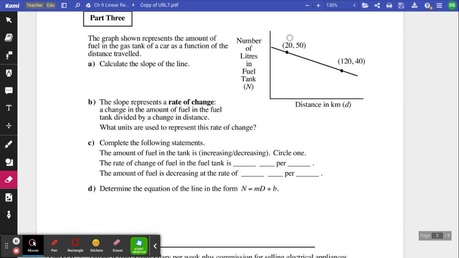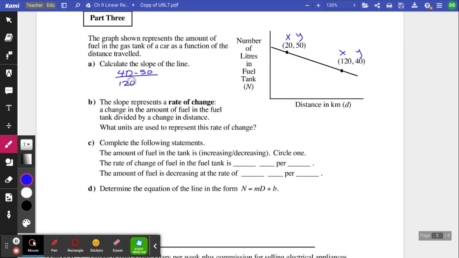Okay, so find the slope. Okay, label. So I'm going to go 40 minus 50 over 120 minus 20. Did anybody go the other way already? It's okay if you did. Don't change it. Go ahead and finish. You find your slope, I'll find mine, and we'll see if they're the same thing.